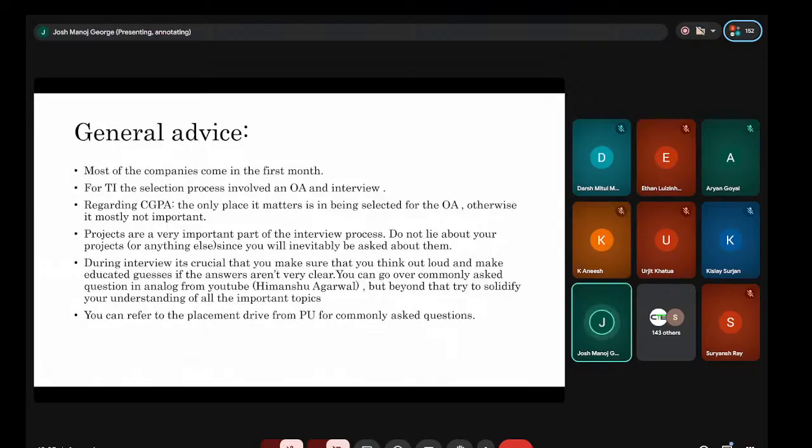Again, in the interview, you should be careful that you don't be quiet and you always think out loud, and make sure you just don't think out rubbish, and you should have educated guesses. And even if your answers aren't clear, you will signal that you have a very good understanding of the basics.